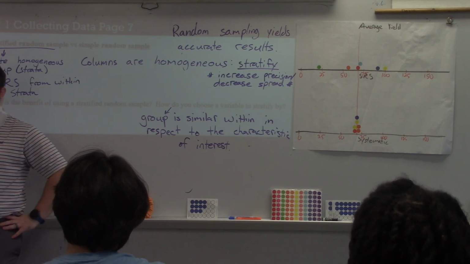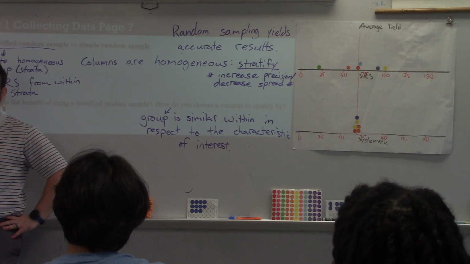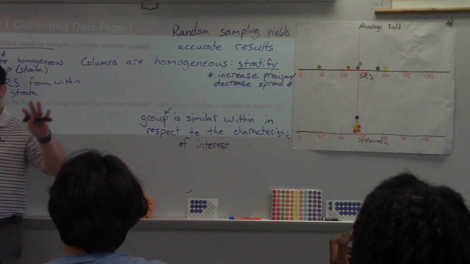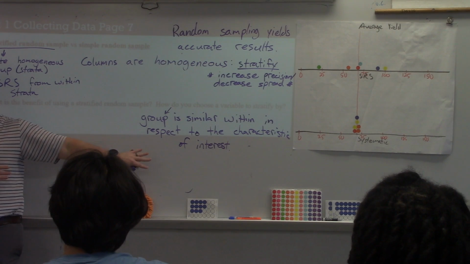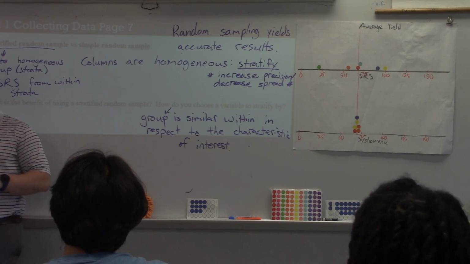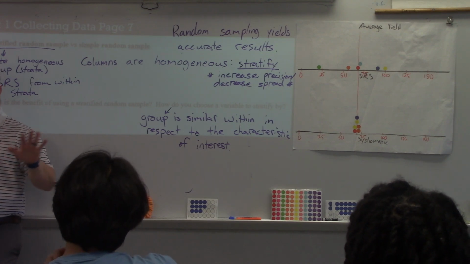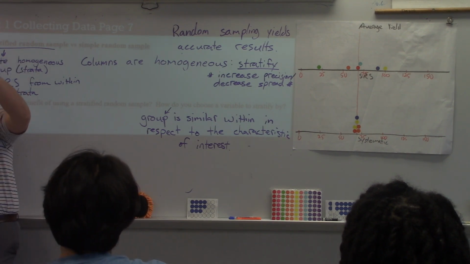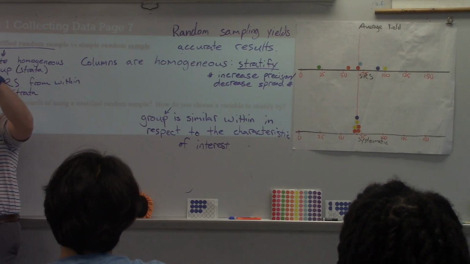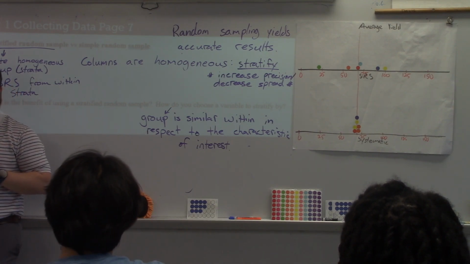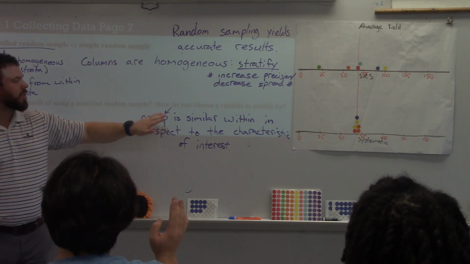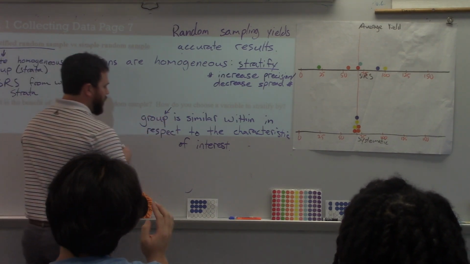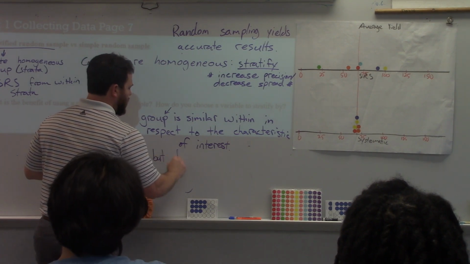Yeah. But it's not a characteristic of interest. Right. What is? And that's my point. I don't think male versus female is going to make a difference with respect to survivor bias. Now, freshmen knowing about survivor bias versus seniors knowing about survivor bias, I think there might be a difference there. Okay? So the group needs to be similar within with respect to the characteristic of interest, but different between groups.